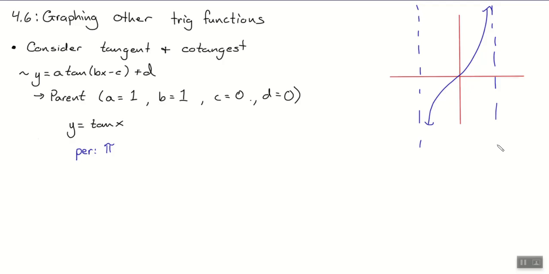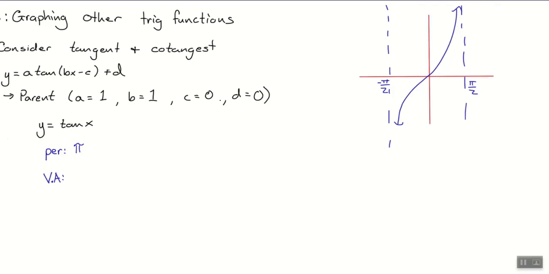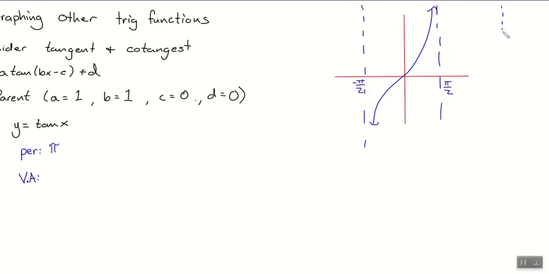Anything else that you think might be worth mentioning as we're talking about the key features of this? The period is pi. I'm good with that. Asymptotes, where do the asymptotes exist? And I'm going to say VA instead. Now, for this, the vertical asymptotes. I have one at negative pi halves. I have one at pi halves. Without going through the whole process, can you tell me where the next one's going to be?